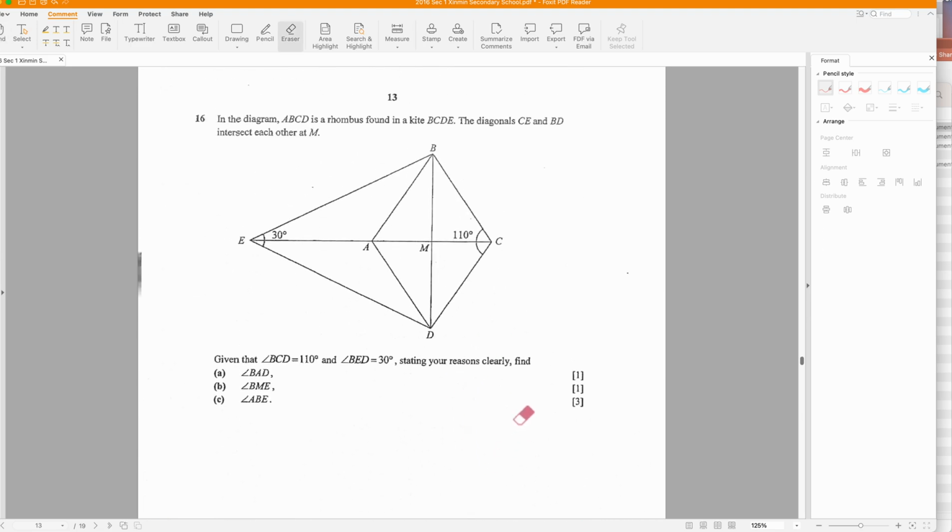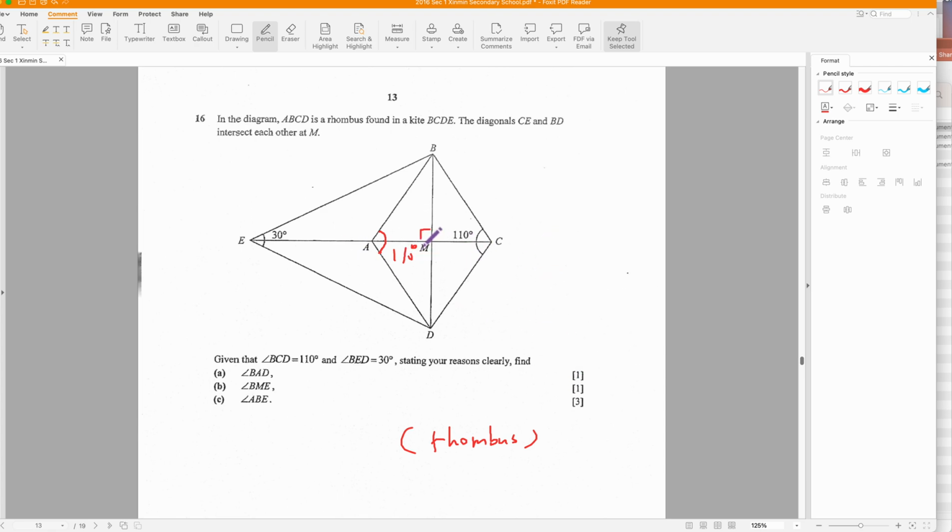Okay, so for this one, I think it's a very good question for us to talk about how to state the reasons clearly also. So it's 110. It's a rhombus opposite. You just write rhombus, I think they should understand. Rhombus, because rhombus opposite angles are the same.